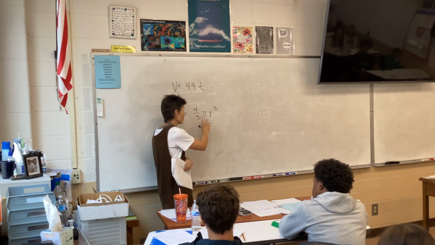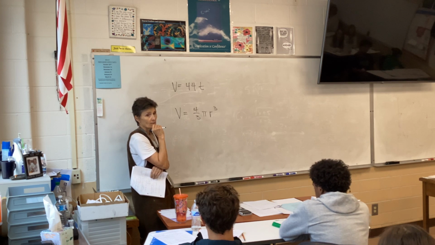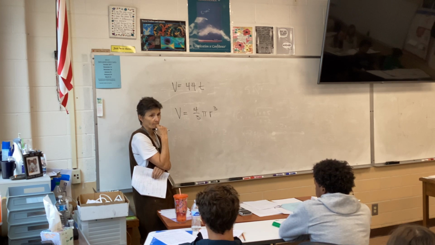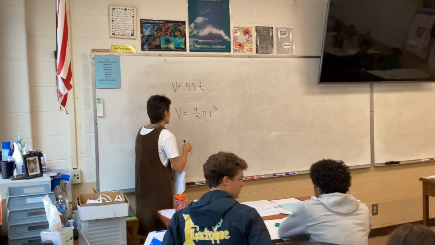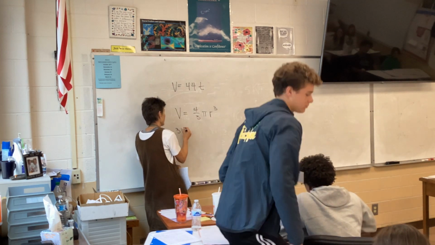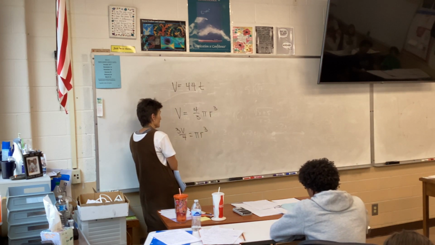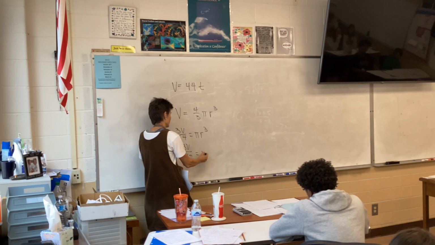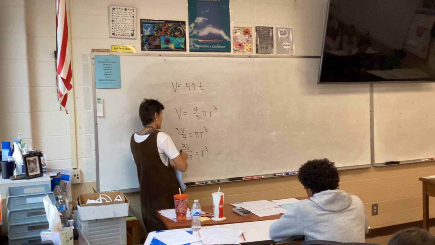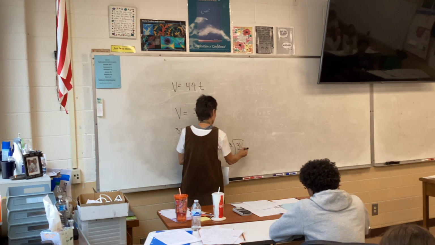Now, that equation is solved for V. Our job is to solve for R. So I guess I'll multiply by 3/4, divide by pi, and take the cube root. So R is the cube root of 3V over 4 pi.